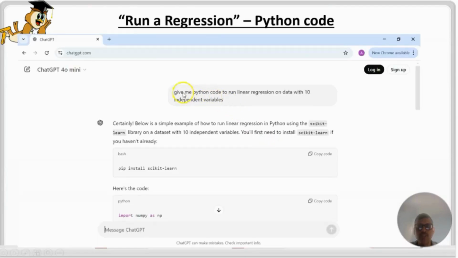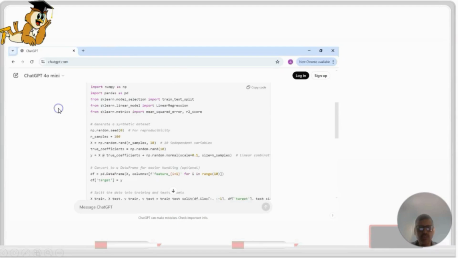So I went to ChatGPT and typed in, give me Python code to run linear regression on data with 10 independent variables. This was my prompt. That's all I did. And within seconds, I got what I was looking for. I've taken a few screenshots and put them up on screen here. It does a pretty good job. As you can see, it even allows you to copy the code if you want to paste it into a Jupyter notebook and so on.